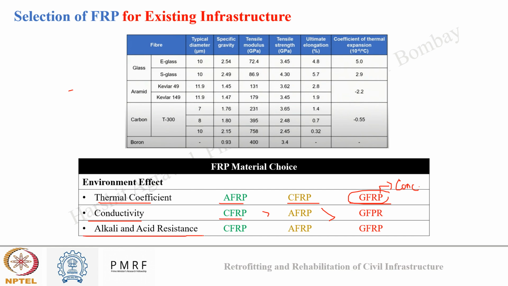Then we have alkali and acid reaction. In this also CFRP is more superior. It is less prone to damage by alkali and acid compared to AFRP and GFRP. In GFRP, we can see degradation that can happen due to acid or alkali.